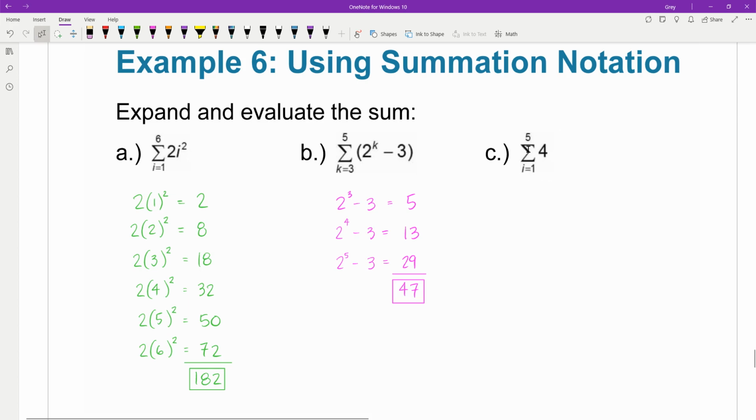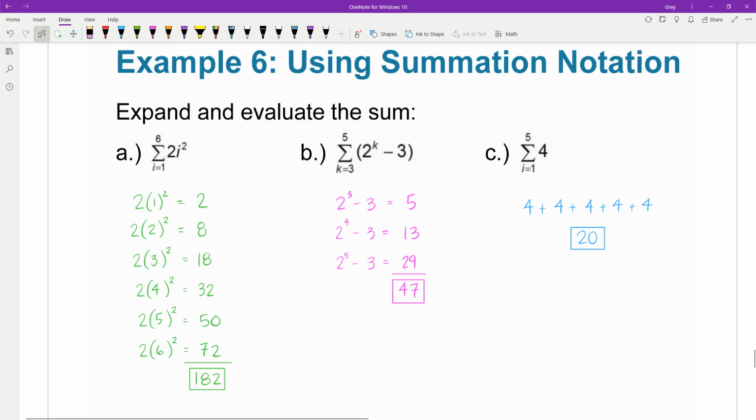Again, i equal to 1 to 5. So you can count: i is going to be 1, 2, 3, 4, 5. I'm going to have 5 terms, and every term is going to be 4. This is the first one, that's when i is 1. i is 2, i is 3, i is 4, and i is 5. There is no i, so it never changes. It's actually a constant. But I still have 5 terms I have to add up. So my answer is going to be 20.